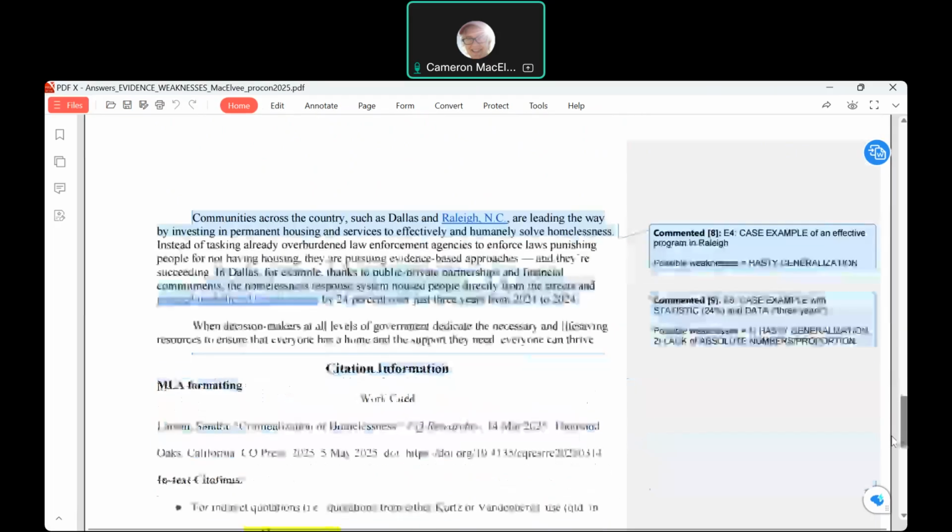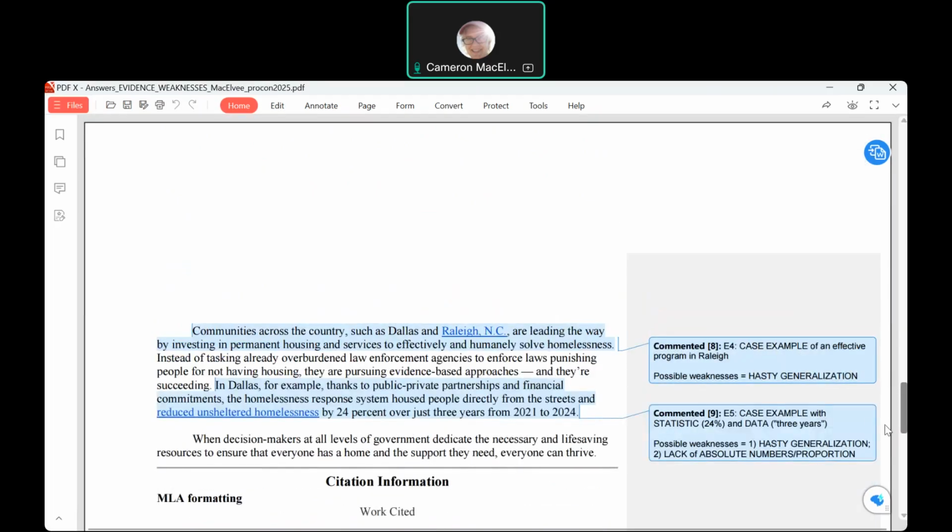Skip down here then to his fourth and fifth piece of evidence, both case examples. The first one, communities across the country, such as Dallas and Raleigh, North Carolina, are leading the way by investing in permanent housing and services to effectively and humanely solve the problems. Again, if you click on that link, you will go to the news channel website. Again, we're providing one example here as an effective program. Anytime you just give an example to illustrate something which is objectively true, the example is true, but to interpret the example to mean what you mean it to mean could be an example of hasty generalization.